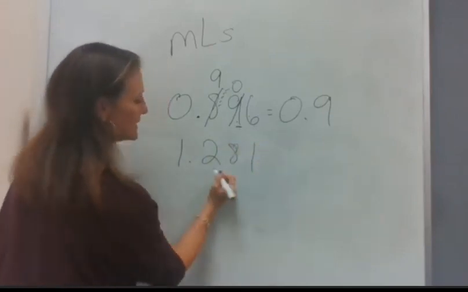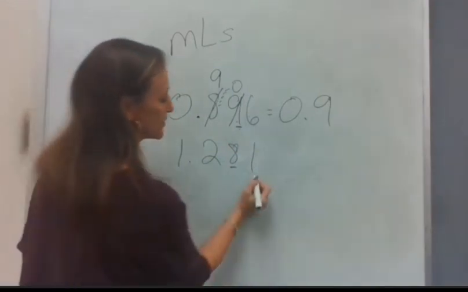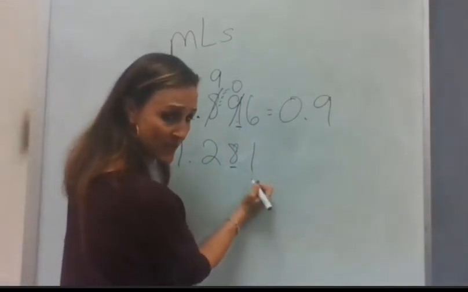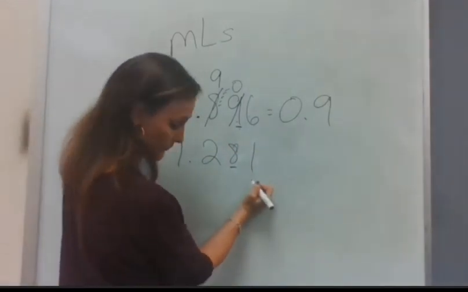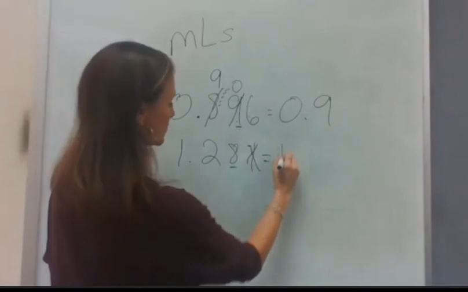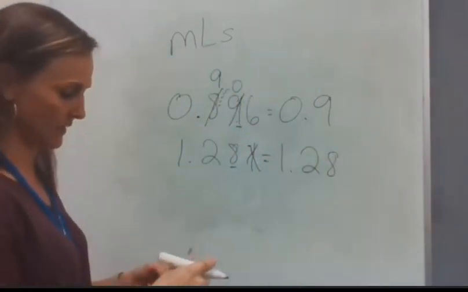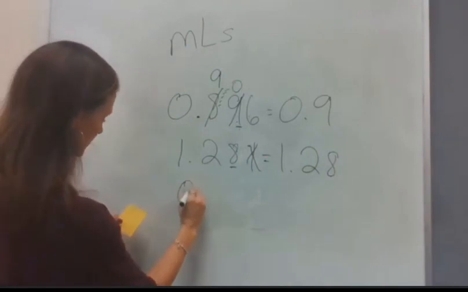1.281. Tenths, hundredths, thousandths. There's my hundredths. Let's look at their friend. Is their friend going to affect them this time? Yes or no? No. So forget the friend. I'm getting them out of my life because I don't care about them anymore. Now my answer is 1.28. That's it. Let's do another one.